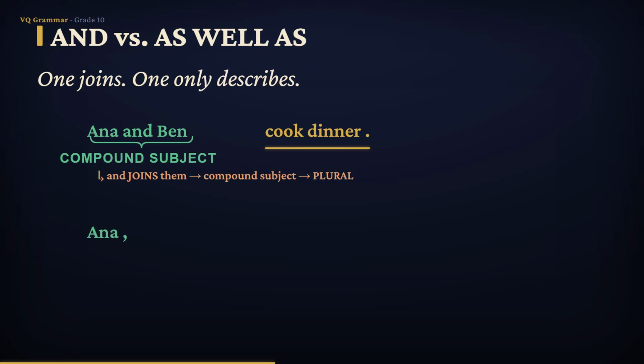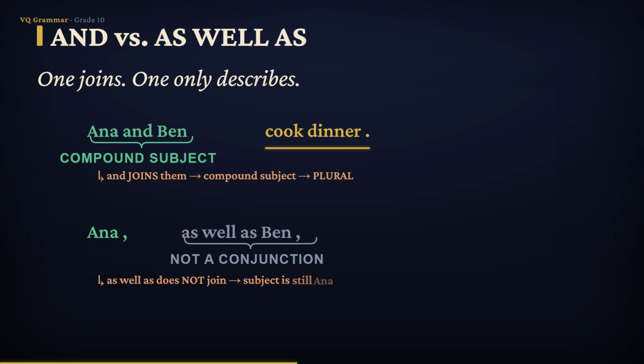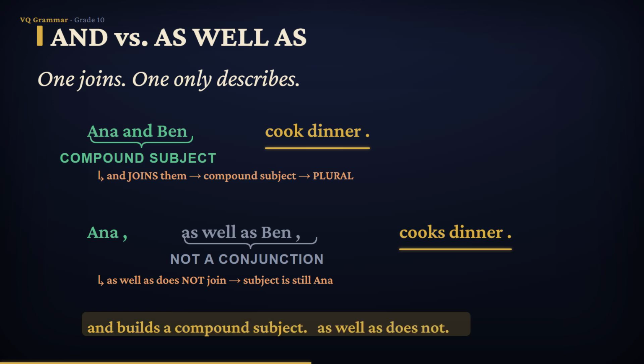Now sentence 2. Anna, comma, as well as Ben, comma, cooks dinner. The same 2 people, very nearly the same meaning, but as well as is not a conjunction. It cannot join anything to anything. Ben has been demoted to a description. He simply rides along inside the commas. The subject is still just Anna, all by herself, so the verb goes singular, cooks. Hold those two sentences side by side and remember it this way. And builds a compound subject, as well as does not.